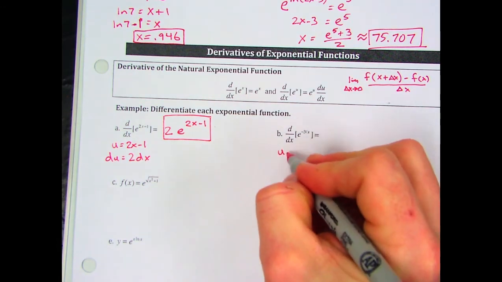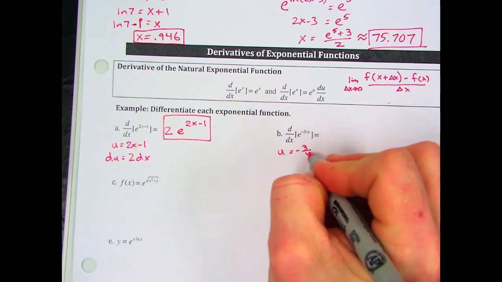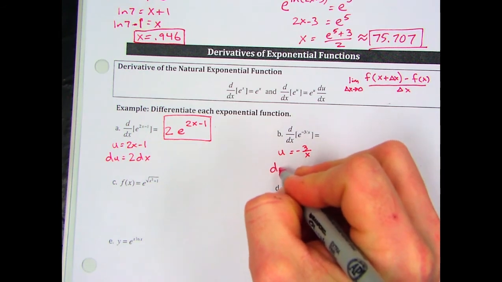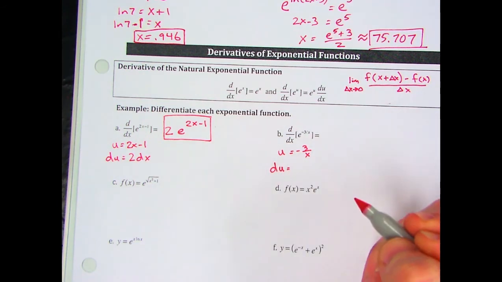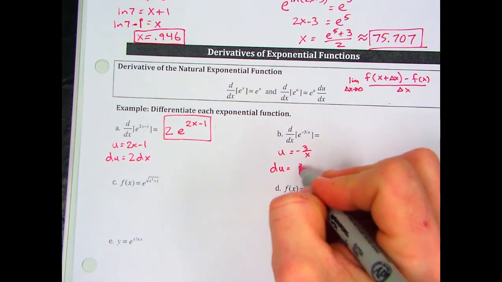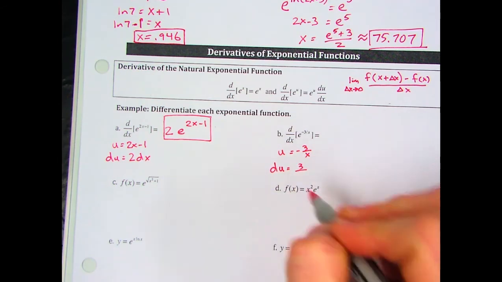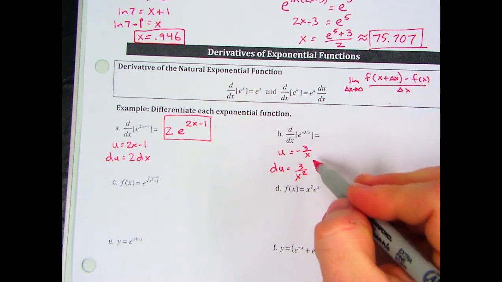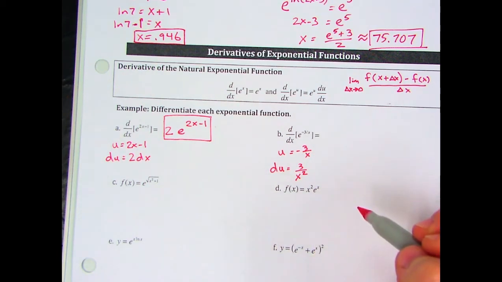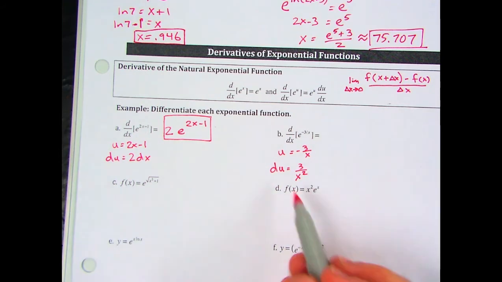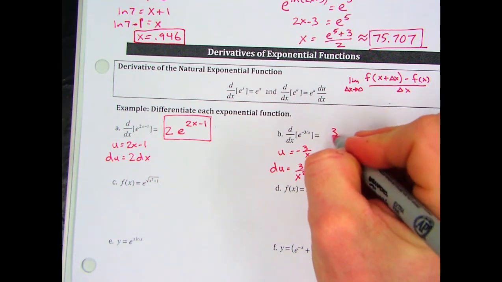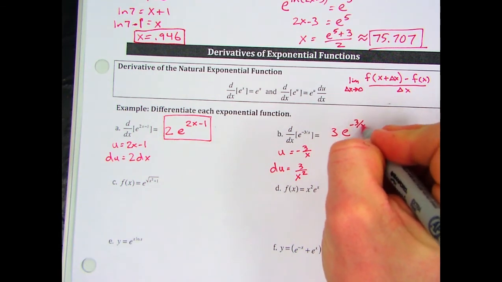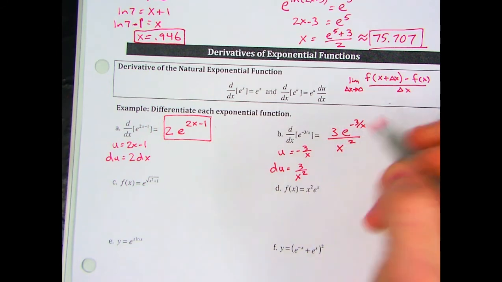All right. So here for letter B, u equals negative 3 over x. Du is going to equal positive 3 over x squared, because you're stepping it down. Okay, so negative 1 goes down 1 to negative 2, which makes it look like it goes up in the denominator. So our final answer here is going to be 3 e to the negative 3 over x, over x squared.